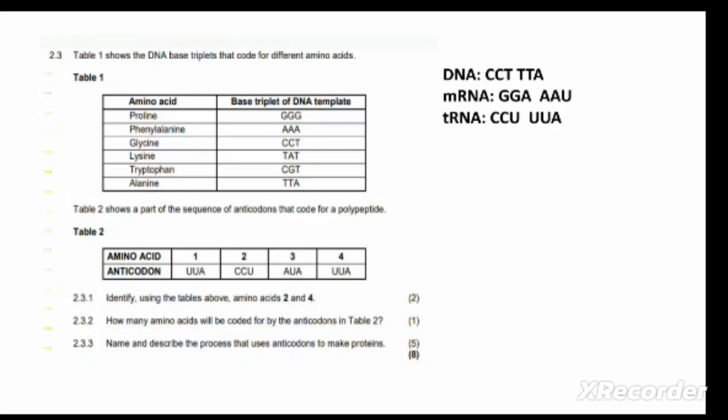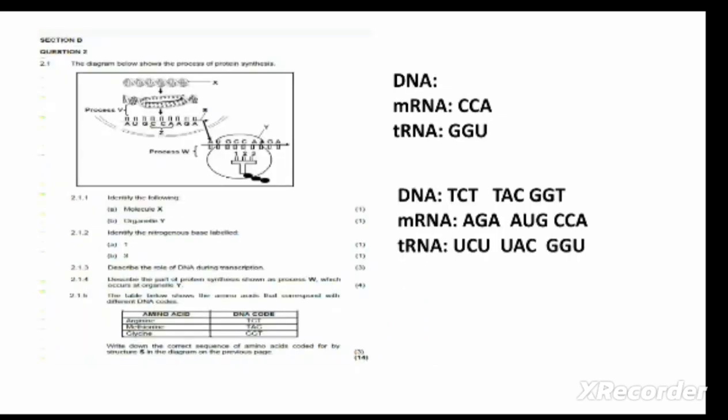So let's look at the next set of questions. It says the diagram below shows the process of protein synthesis. You can see transcription there, you can see translation. We have a DNA molecule, we have an mRNA molecule, we have a tRNA there. So let's look at the questions. Identify molecule X: that is a DNA molecule. Organelle Y: that is a ribosome. Identify the nitrogenous bases labeled 1 and 3, right?